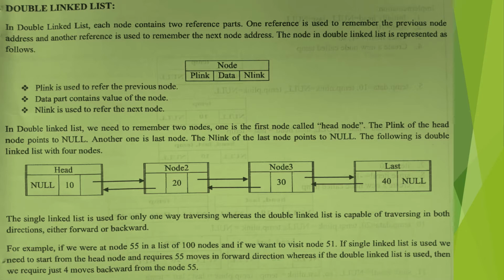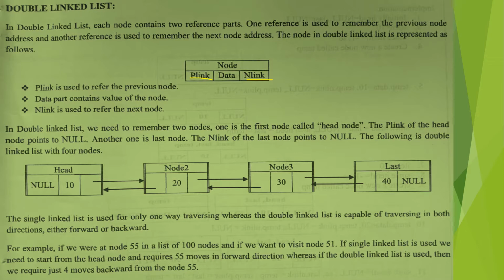In double linked list, each node contains two reference parts. Here is the first reference part and this is the second reference part. One reference is used to remember the previous node address and another reference is used to remember the next node address. This p-link is used to remember the previous node address and n-link is used to remember the next node address.